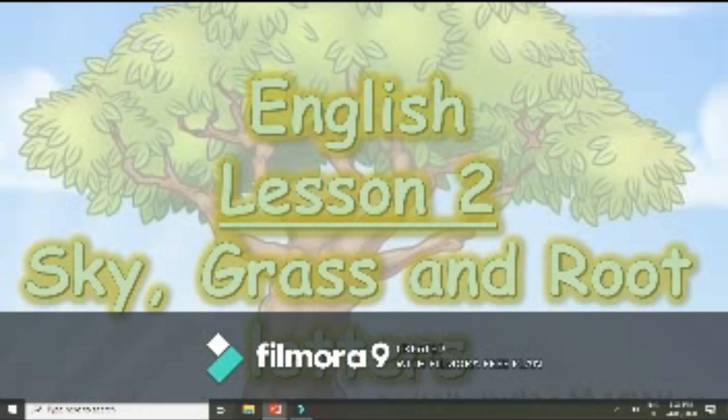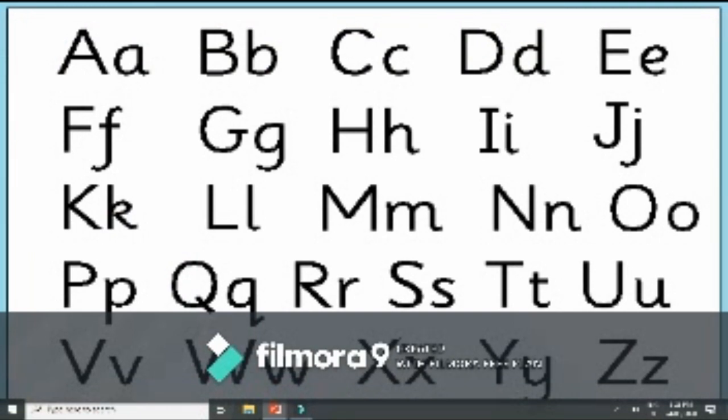I know you are familiar with this topic as you have studied it earlier, but let's quickly recall it. Before recalling, do you remember what we did yesterday? We did the alphabet. Do you remember the alphabet? Yes. I hope you remember and you must have completed your task.